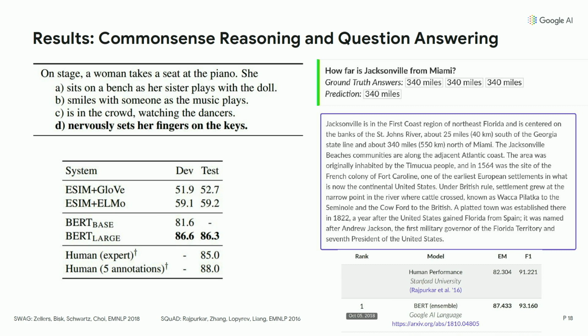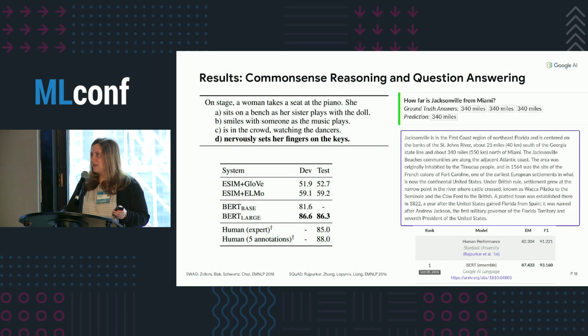So one task that this is really good at is the task of common sense reasoning. These are multiple choice questions where you're given the first sentence of a story and you're asked what would likely come next. So on stage, a woman takes a seat at a piano, and then she sits on a bench as her sister plays with the doll, or does she nervously set her fingers on the keys?